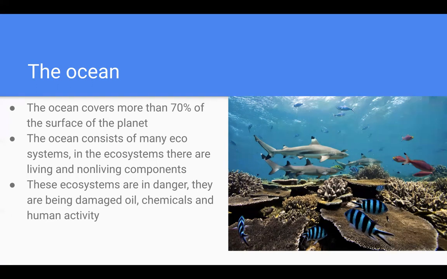The ocean consists of ecosystems. In those ecosystems, there are non-living and living components. These components help the ocean be so resourceful to us, while we are just damaging them and even killing them. There are many ways that the ecosystem could be destroyed. These range from oil, chemicals, or even human activity.